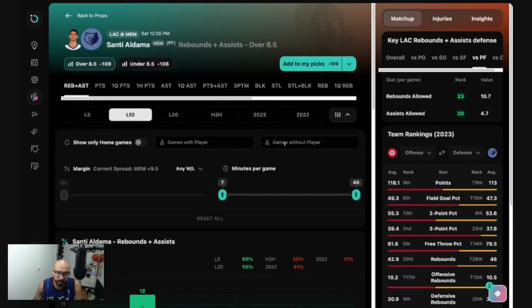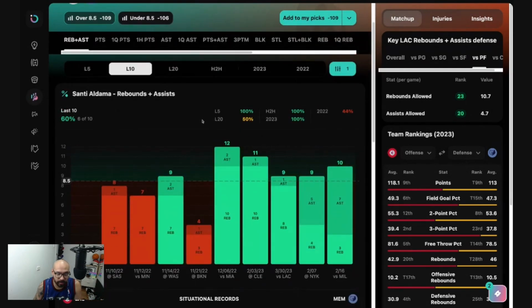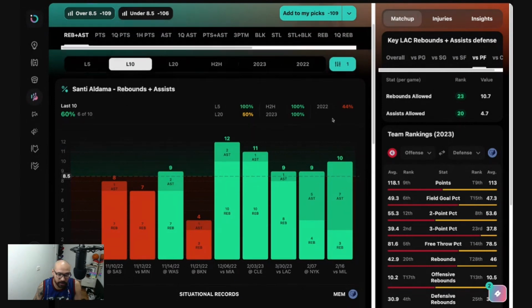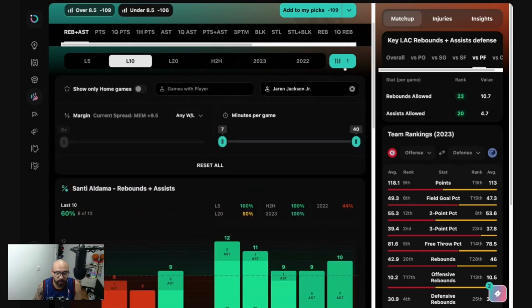Let's play with the filters with Jaren Jackson Jr. So let's check out how he's gone without him. Oh, yeah. Okay. His last 5 games without Jaren Jackson Jr. are all in the green. Just trying to look through which ones were this season. So it's only been 2 games this season without Jaren Jackson Jr., and that's these 2 here, where he had 9 and 10. So not the most convincing data.